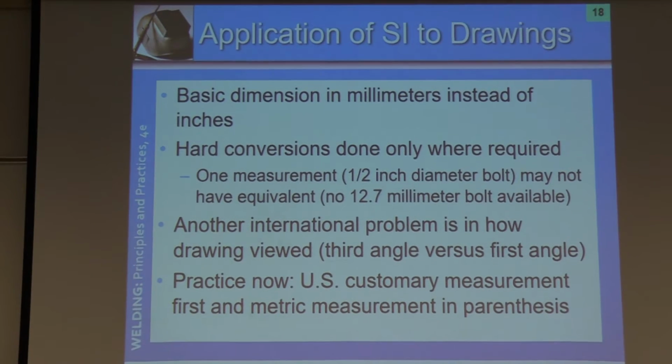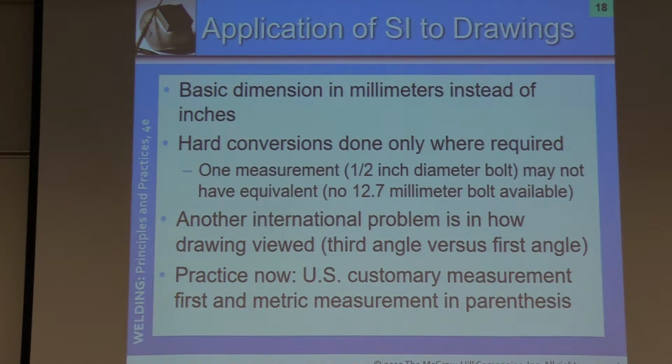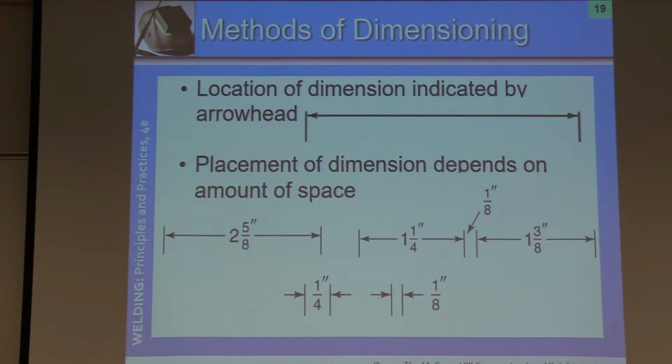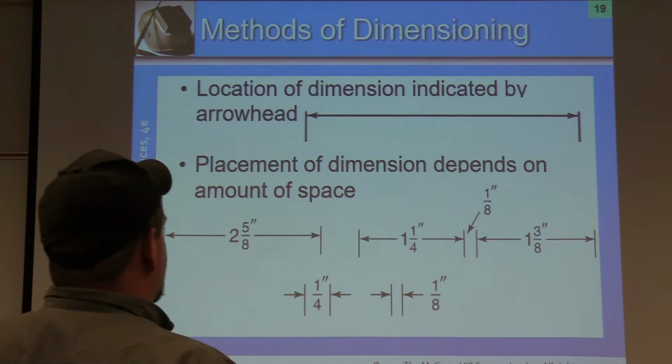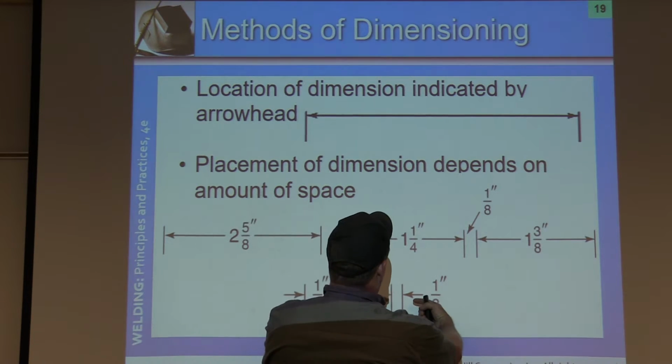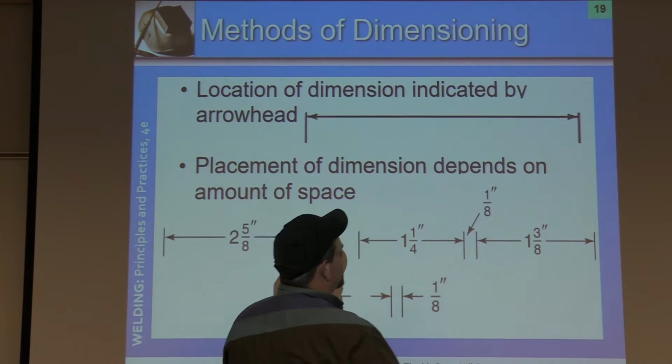Application of SI to drawings, okay? We're going to move on to methods of dimensioning. Locations are indicated by the arrowhead, like we showed. However, when the area is too small, you may see something very similar to this: outside measurement, inside measurement here. You just need to follow the arrows or the leaders to make sure they show you the exact dimensions, okay?